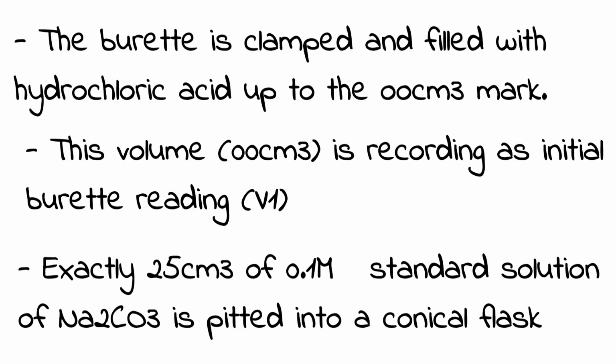And then next, you take your pipette. The volume of the pipette is 25 cm cube. There's a mark on it. You pipette exactly 25 cm cube of 0.1 molar standard solution into a conical flask. 25 cm cube of your prepared standard solution. You suck it out using a pipette, and then you transfer it into a conical flask.